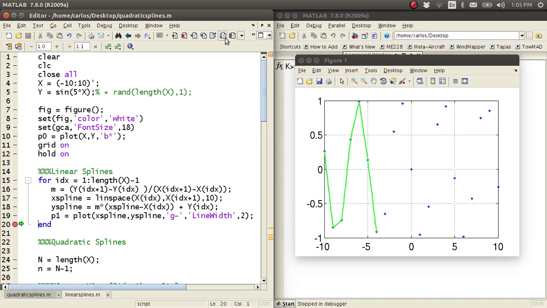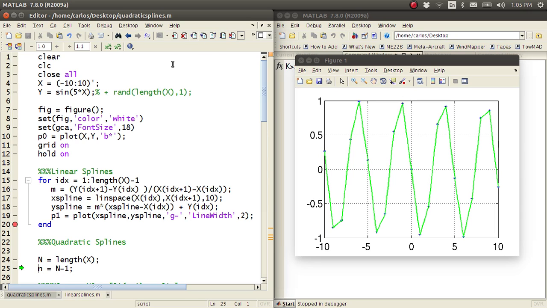I did this in another video. Basically what I'm doing is connecting the points with linear lines. I compute the slope here between two endpoints, I make an x coordinate that goes from one endpoint to the other, and then I plot it in a green line. So every time I hit continue, I connect the points here.